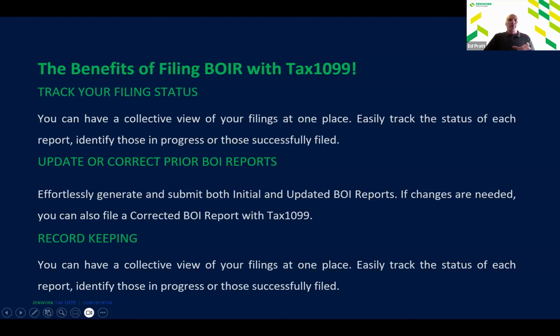Like with all of our other forms, we track the filing status. So we're hooked into FinCEN. We know if it's accepted or if it's rejected. And if it's rejected, we know why. We can come back to you and give you the requirement that maybe was missed as you're going through that process. And then for updating or correcting the reports, we've got all that built into the system as well.